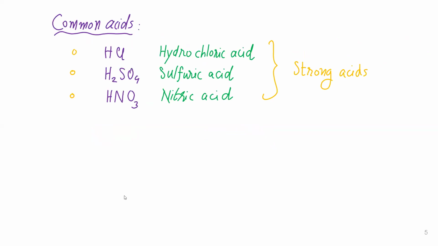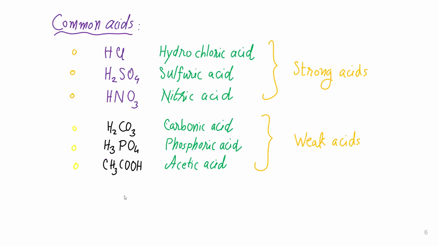Now, let's make some common names. You have to memorize. Chemistry is memory. So HCl, H2SO4, HNO3, the famous three leading acids in our course, which are considered strong acids.